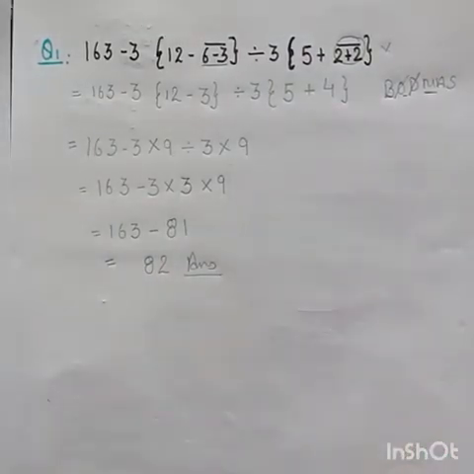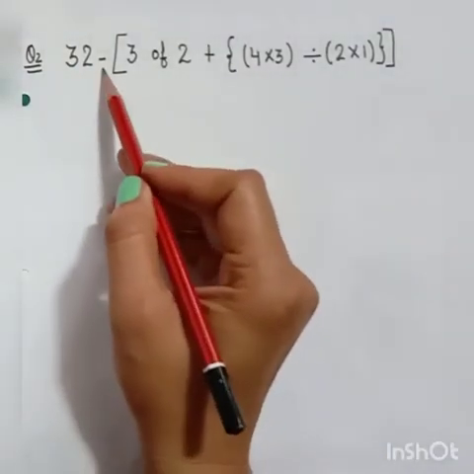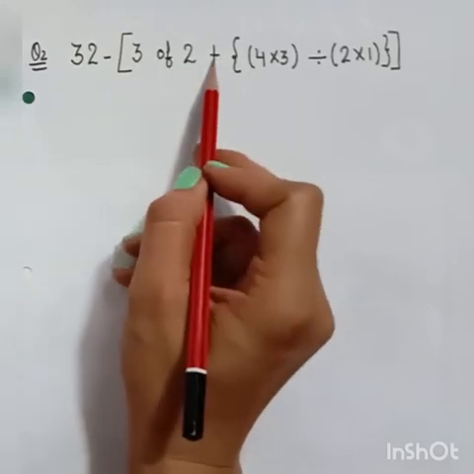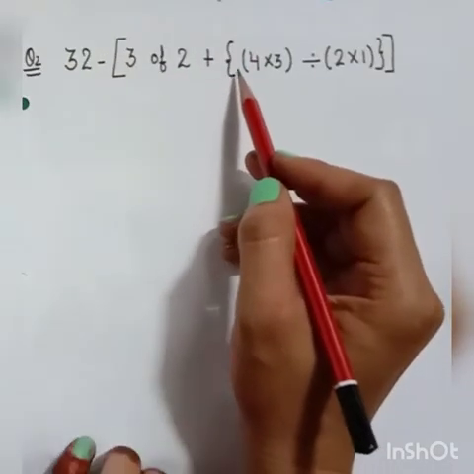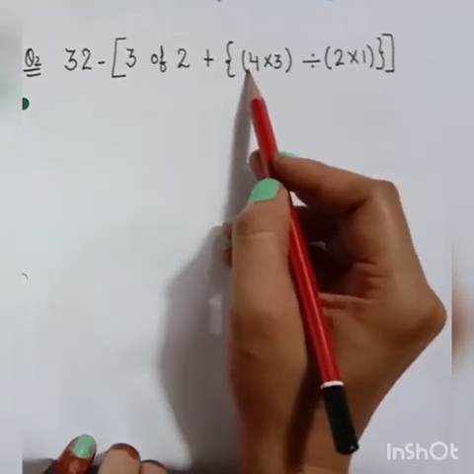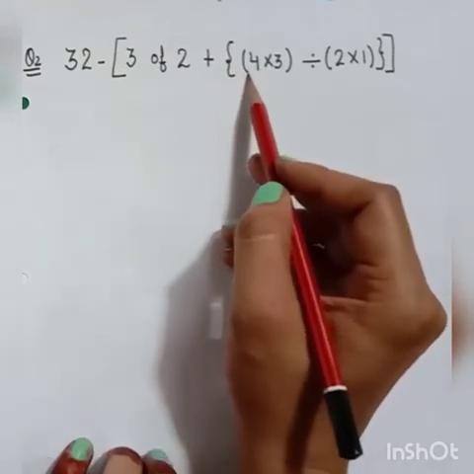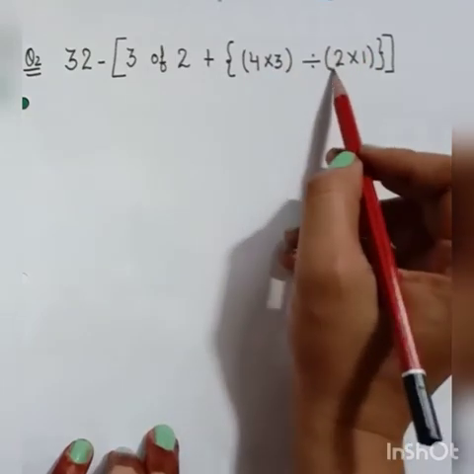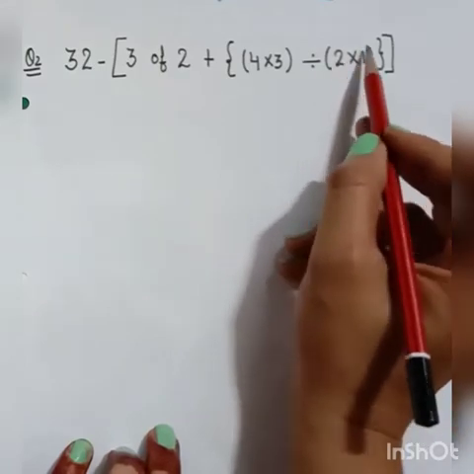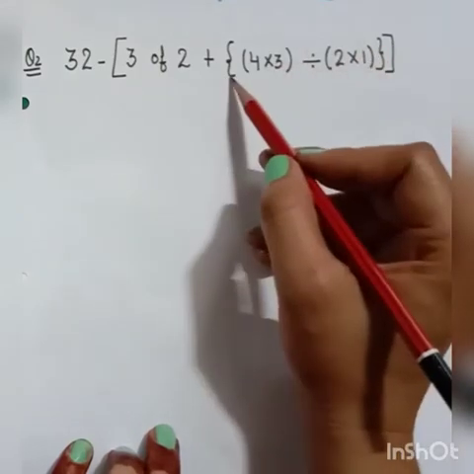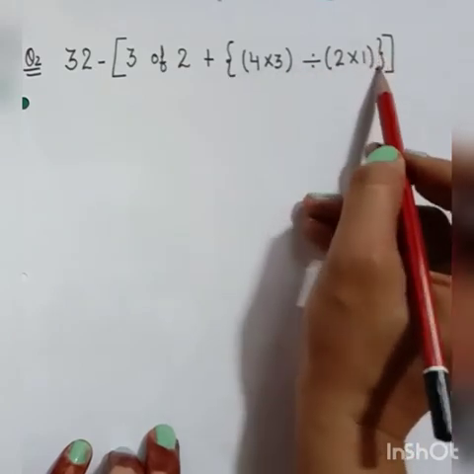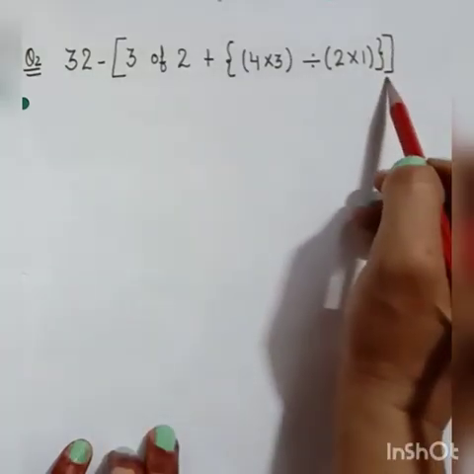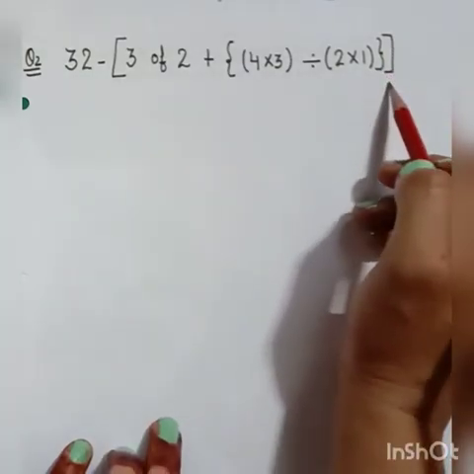Okay. Our next question is 32 minus, this is your big bracket, 3 of 2 plus, now you have a curly bracket. After the curly bracket, there is another bracket, this is called small bracket. 4 into 3 bracket close, divided by, then again there is a small bracket, 2 into 1 bracket close. Then listen, here the curly bracket started. So here they have ended the curly bracket and here they have started their big bracket. So here we have closed this big bracket. Now we are going to solve it.